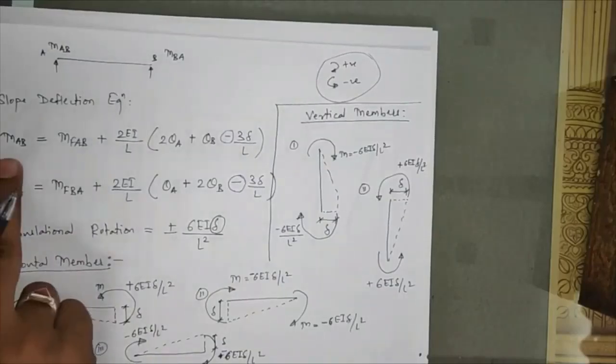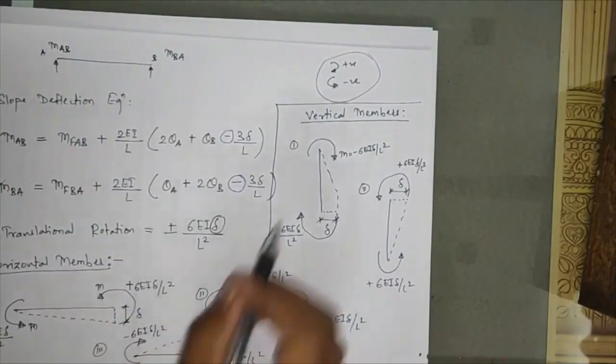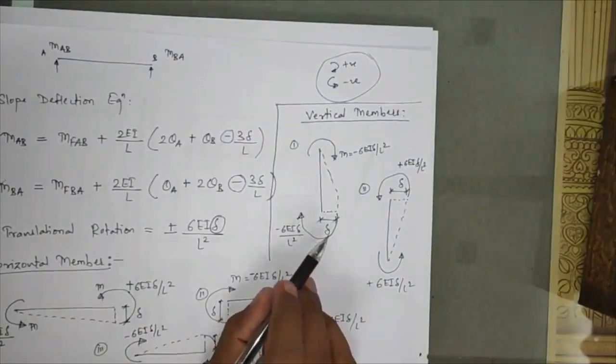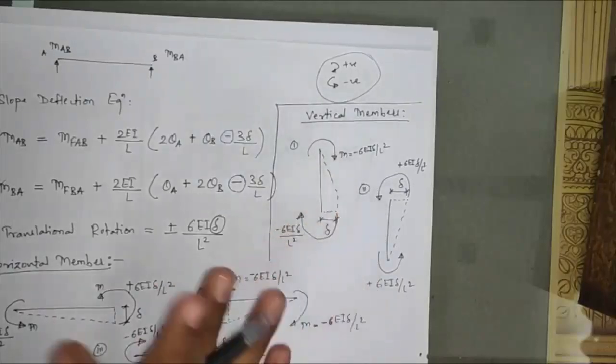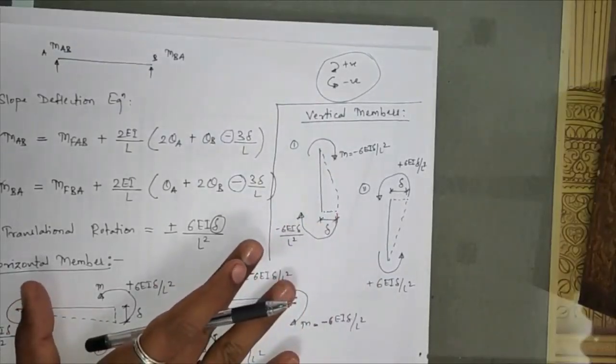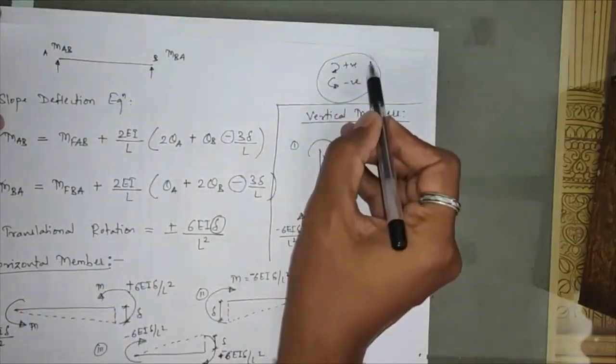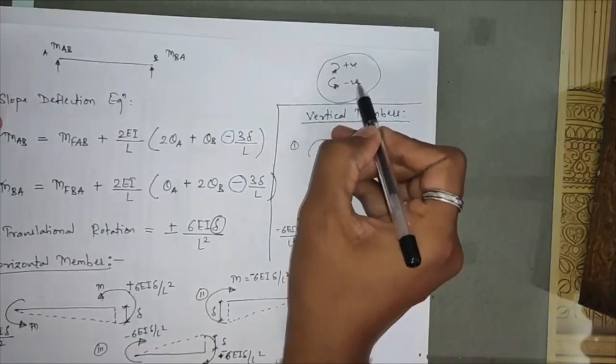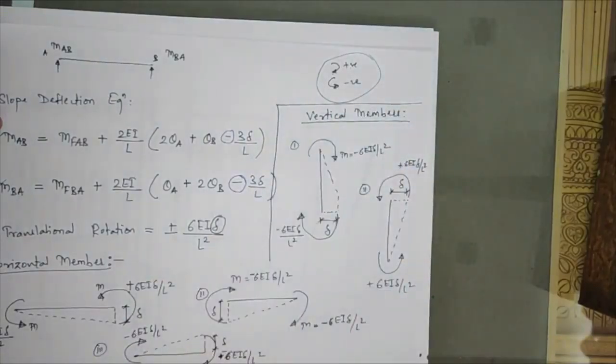Remember this sign convention: anti-clockwise we treat as positive, and clockwise we treat as negative, just for these rotations due to translational displacement. Otherwise, in every numerical we are going to consider our natural sign convention, that is clockwise positive and anti-clockwise negative. So depending on these equations and our sign conventions, we'll start with our numericals of slope deflection equation.